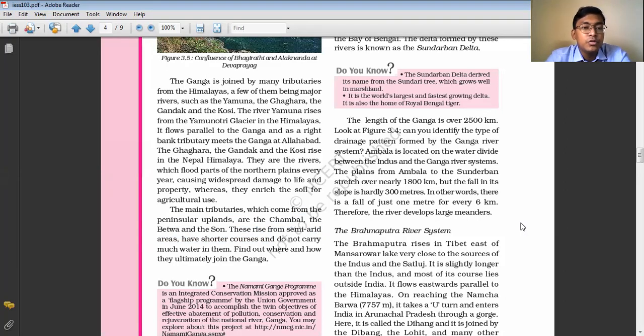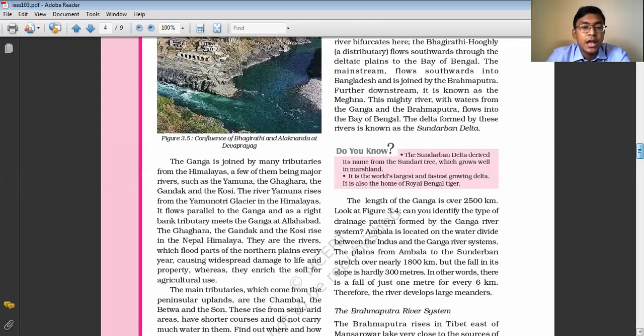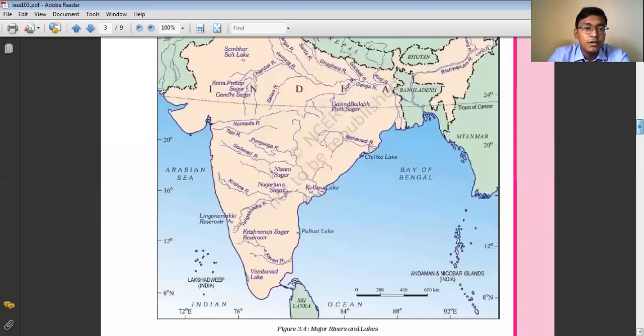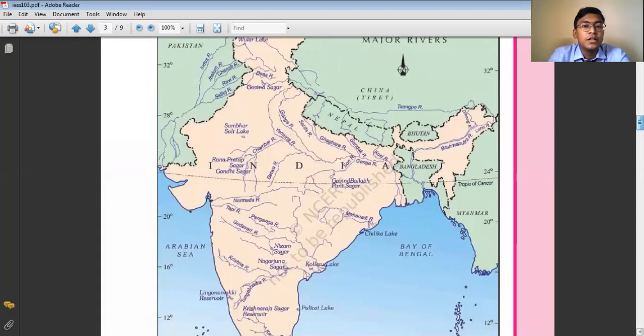There are many tributaries of the river Ganga on both the left and the right bank. On both sides, the river Ganga is joined by numerous tributaries, many rivers from the peninsular plateau region as well as many rivers from the Himalayas. They join the river Ganga, and all these tributaries increase the flow of the river.